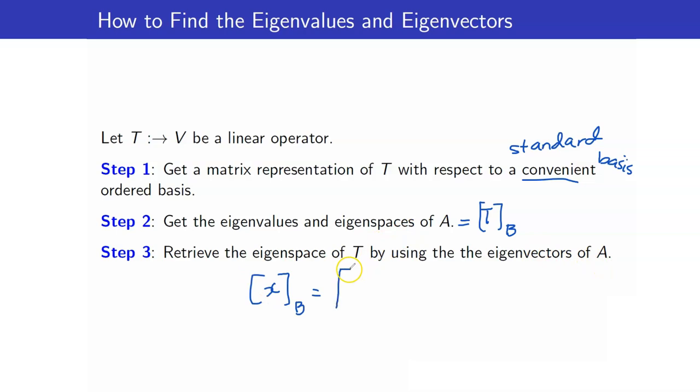For example, the coordinate vector of x is a_1 up to a_n. And our B here is v_1 up to v_n.